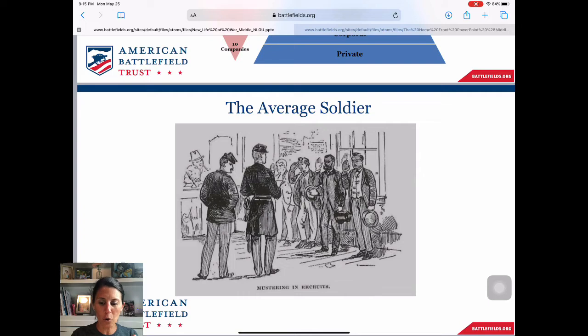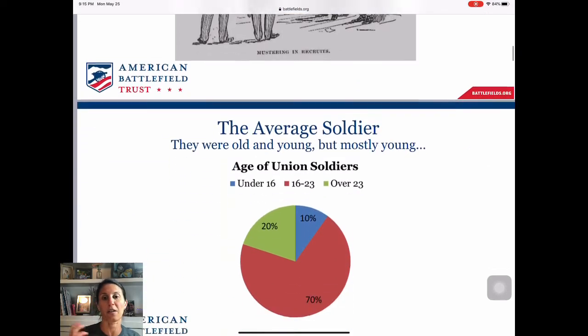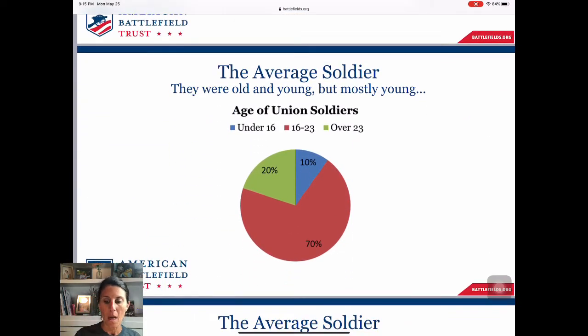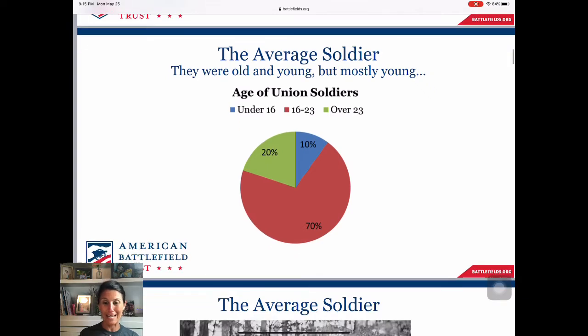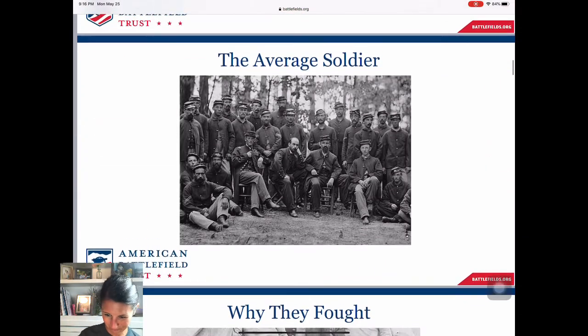Okay, so of course we have your Union soldiers, that was the United States of America, and then you had your Confederates, part of the Confederacy. Again, the average soldier under 16, 10%, a small amount, but those are your drummer boys. 20% over 23, but that 70% is 16 to 23, and you guys are not far off that mark, which is really crazy. They were old and young, but they were mostly young.